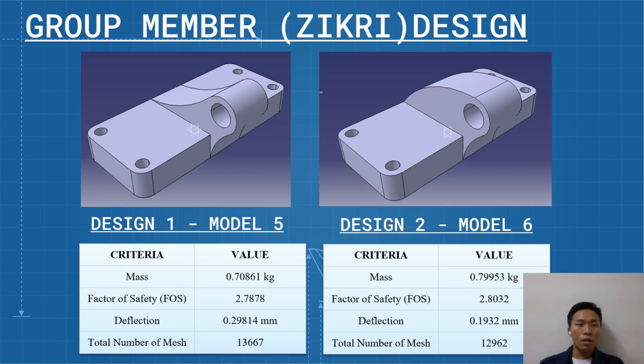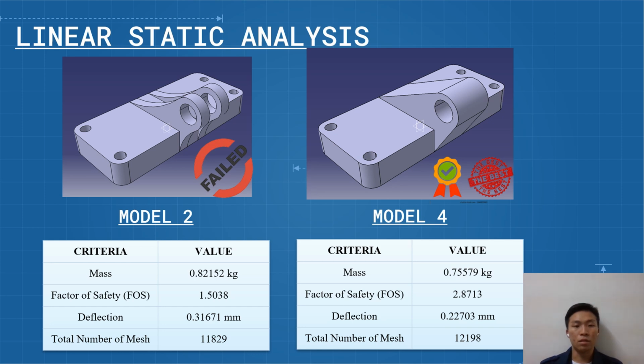Next, the third group member's design is by Zikri. Design 1, model 5 successfully hit the target of the requirement with a mass of 0.70861 kg. The second design, model 6, also hit the target of the requirement with a mass of 0.79953 kg. As a conclusion for the linear static analysis, based on the six design models, model 2 was a failed design with a mass of 0.82152 kg. On the other hand, from the six designs, model 4 was the best, which successfully met the requirement with a mass of 0.75579 kg.